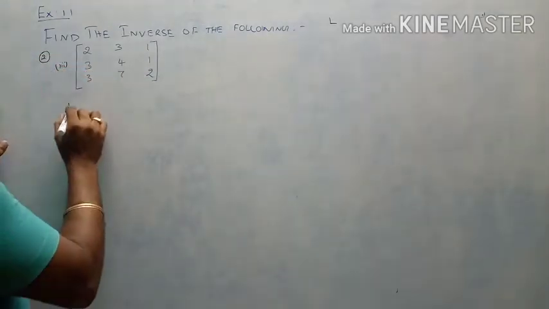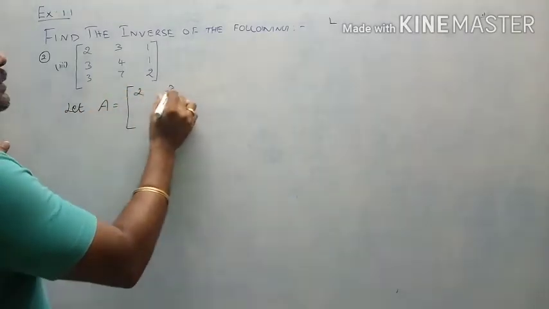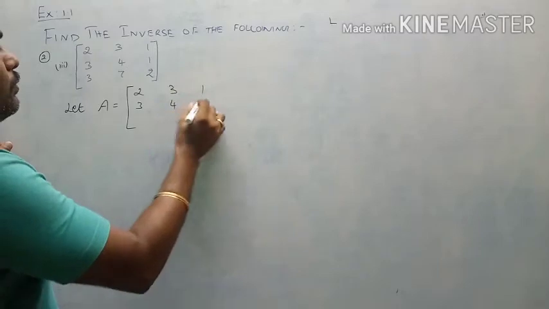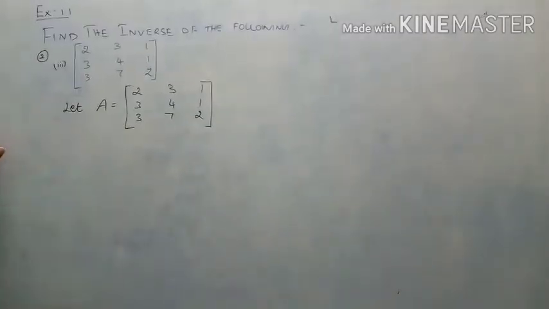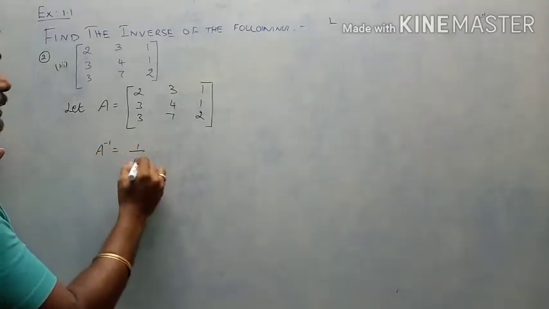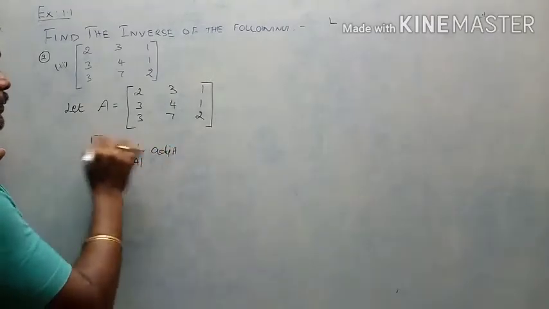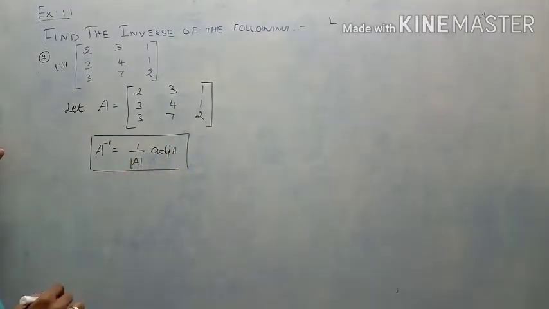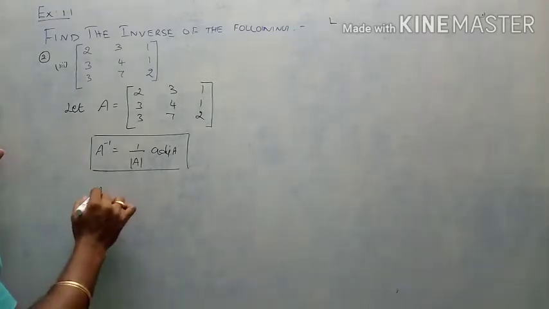Let us take the given matrix as A. Let us take A equal to 2, 3, 1, 3, 4, 1, 3, 7, 2. In this case, we want to find out the inverse. Inverse formula is A inverse equal to 1 by determinant A into adjoint A. First find out determinant A. Only whether determinant A not equal to 0, inverse exists. So determinant A.